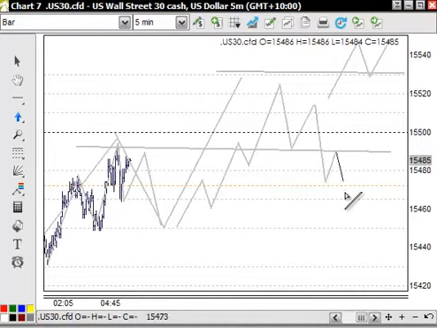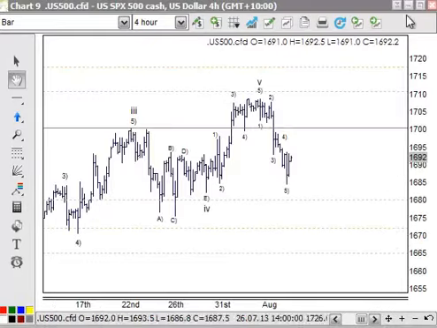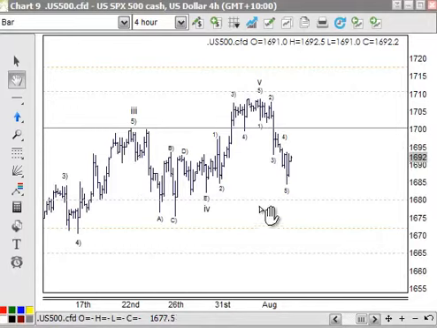So you could look for your short trades all through this little area in here. And yeah, build it in there and keep the stops up there. That's how that would work to the short side, and that's how that would work to the long side. On the S&P 500, it's the same again as well.